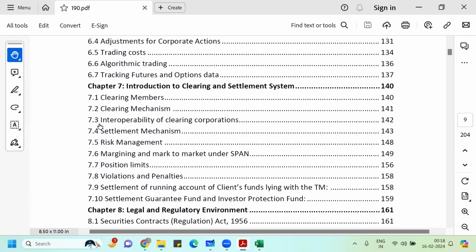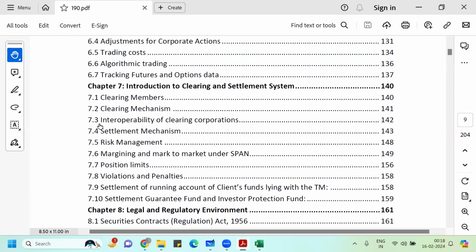But you need to understand, guys, that when we are involved in the stock market, basically three processes happen. One is trading, then clearing, then settlement. So in chapter 7, we'll talk about the clearing and settlement division, which ultimately completes the trade. We'll try to understand clearing members, their roles and responsibilities. We'll talk about risk management, variations and penalties, settlement guarantee fund, and investment guarantee fund. All these things we'll study there.